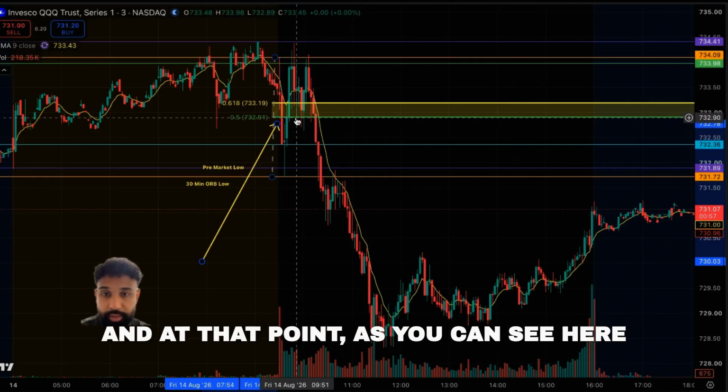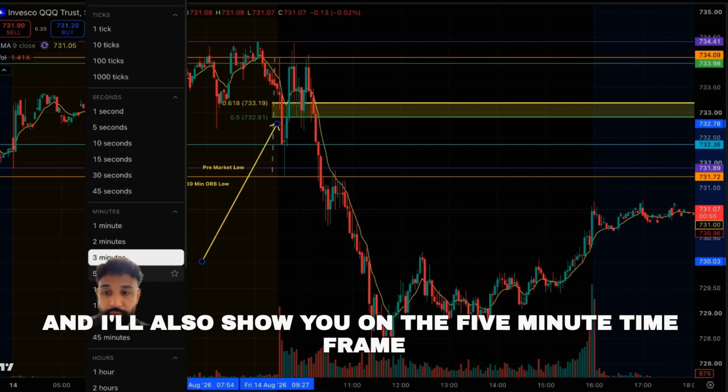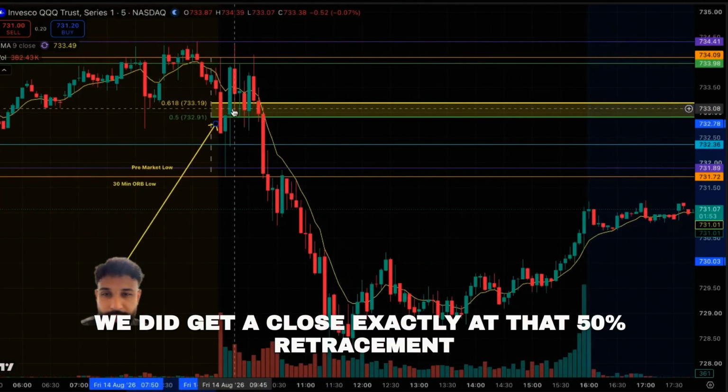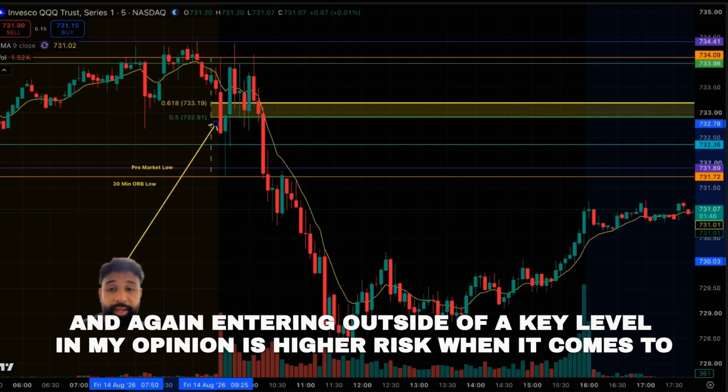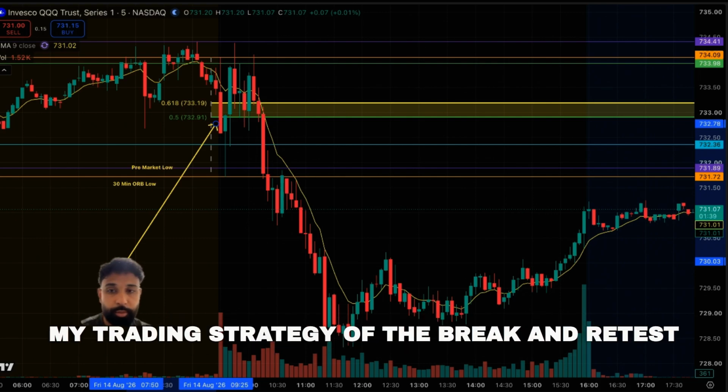And at that point, as you can see here, and I'll also show you on the 5 minute time frame, we did get a close exactly at that 50% retracement, and I did choose to take an entry right there. And again, entering outside a key level, in my opinion, is higher risk when it comes to my trading strategy of the break and retest.